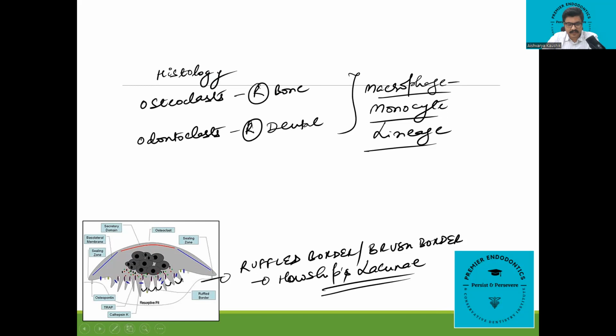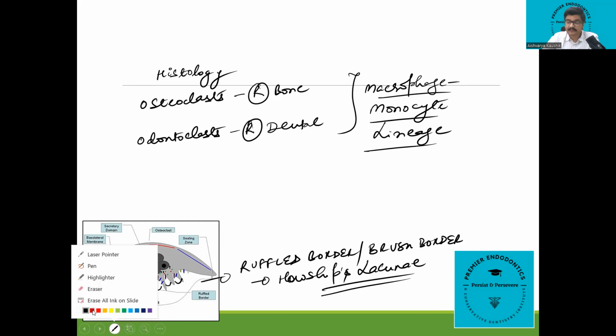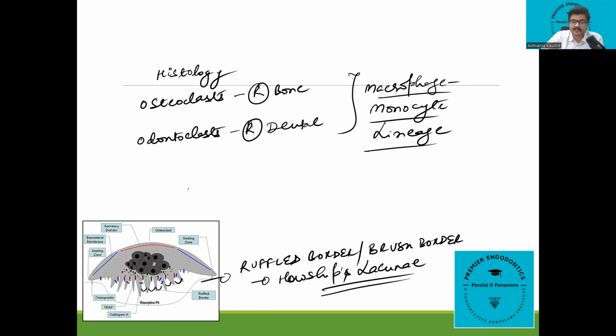What is most important to understand here would form the basis of our further discussion. What is most important to understand here is the fact that whether we're talking of odontoclast or osteoclast, obviously now we will restrict our discussion to odontoclasts, right? Because we're talking about tooth resorption.